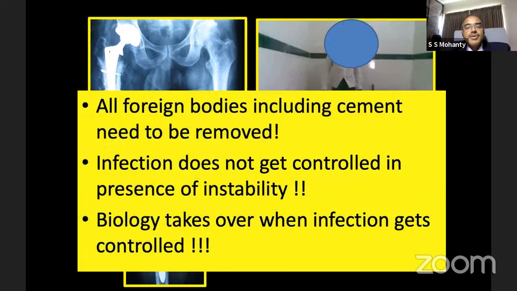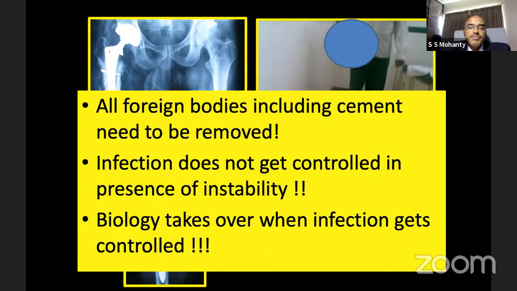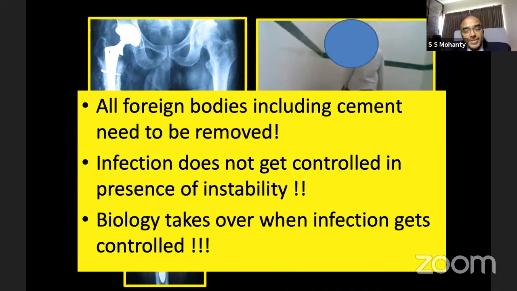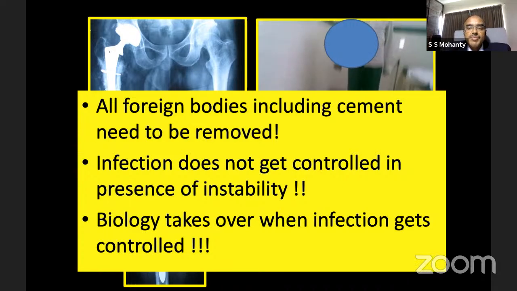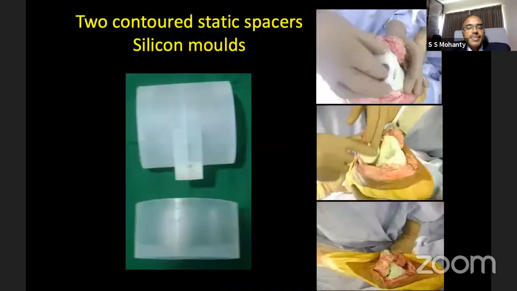So all foreign bodies, including cement, need to be removed because that removes the biofilm as far as possible. Infection doesn't get controlled in the presence of instability. So your spacer has to be stable enough so that the patient can be mobilized, and biology takes over when the infection gets controlled.